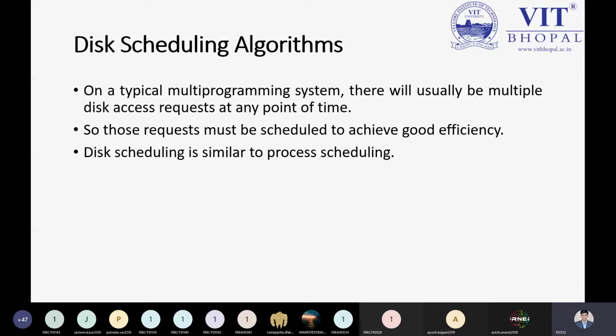In this scheduling algorithm, it is just like the process scheduling algorithm, just like the process we need to schedule. In disk scheduling, we need to schedule the disk. In a typical multi-programming system, there will usually be multiple disk access requests at any point of time. You can understand this point through an example.